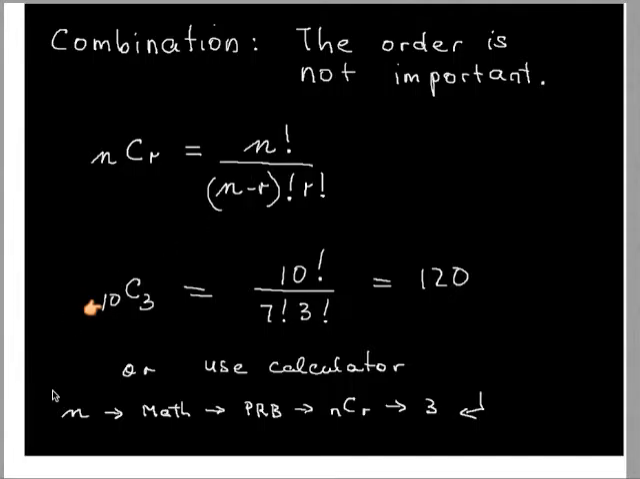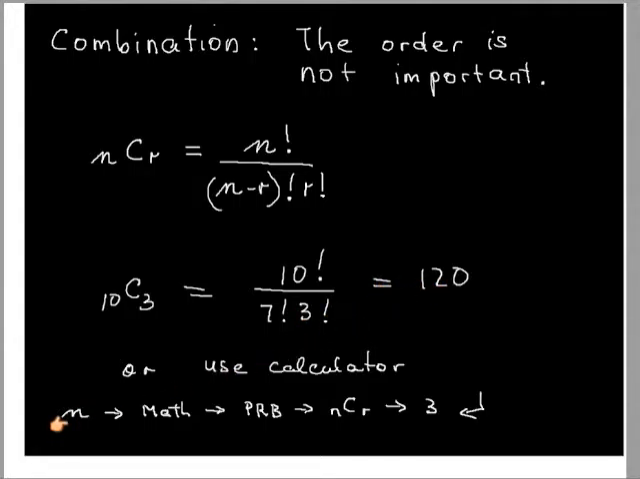An example of a problem would be, how many ways can you select 3 distinct types of juices from 10? So there are n equals 10, and you're selecting 3. It doesn't matter which order you select them. So you will use the combination formula, which is 10 factorial over 10 minus 3 factorial times 3 factorial. I actually use the calculator to get 120.